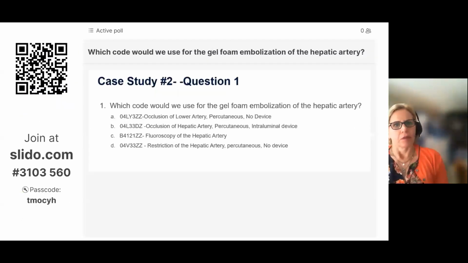First question, which code would we use for the gel foam embolization of the hepatic artery? We have occlusion of the hepatic artery, percutaneous no device, occlusion of the hepatic artery, percutaneous intraluminal device, fluoroscopy of the hepatic artery, or restriction of the hepatic artery. This is our tricky one.